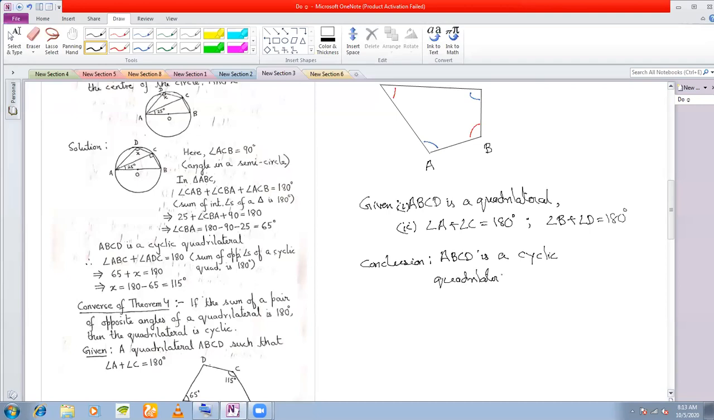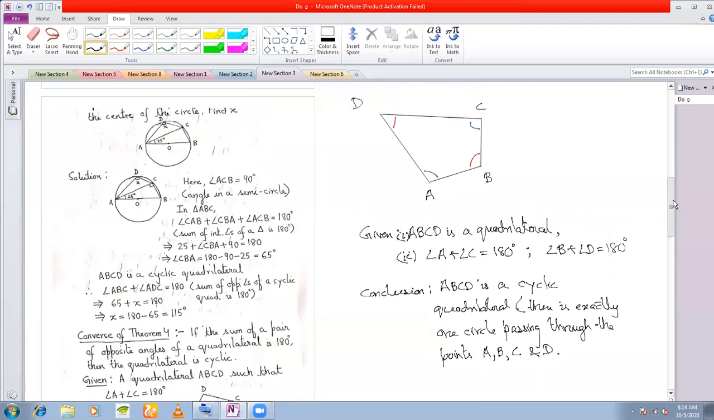Or you can say that there is exactly one circle passing through the points A, B, C, and D. Okay, either you can say ABCD is a cyclic quadrilateral, or you can say the points A, B, C, and D are concyclic, or you can say that there is exactly one circle passing through A, B, C, and D.